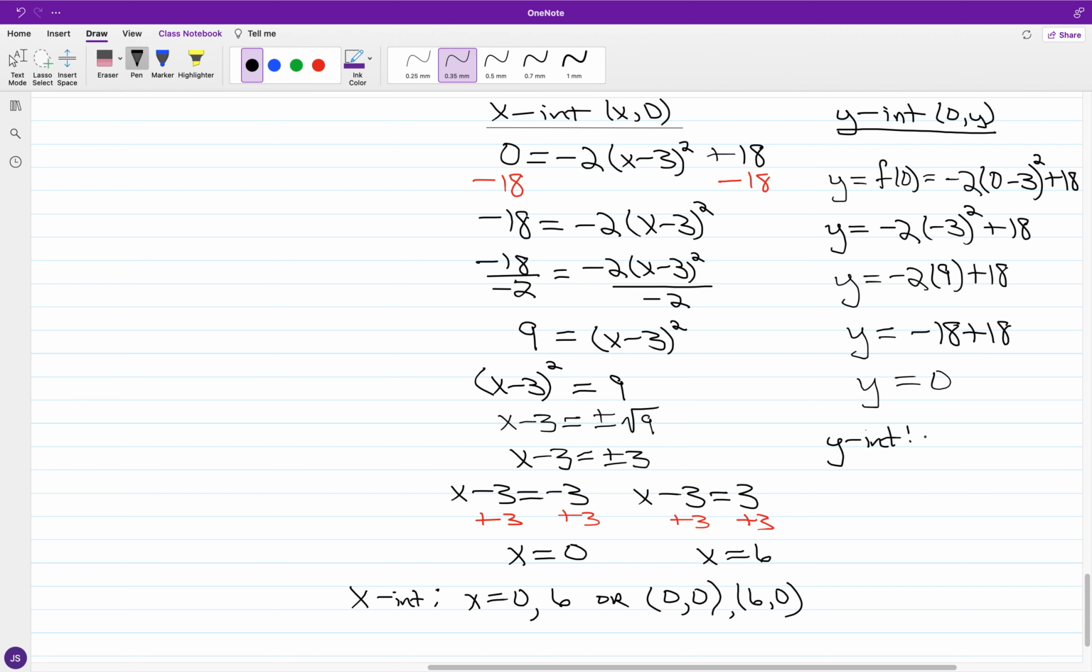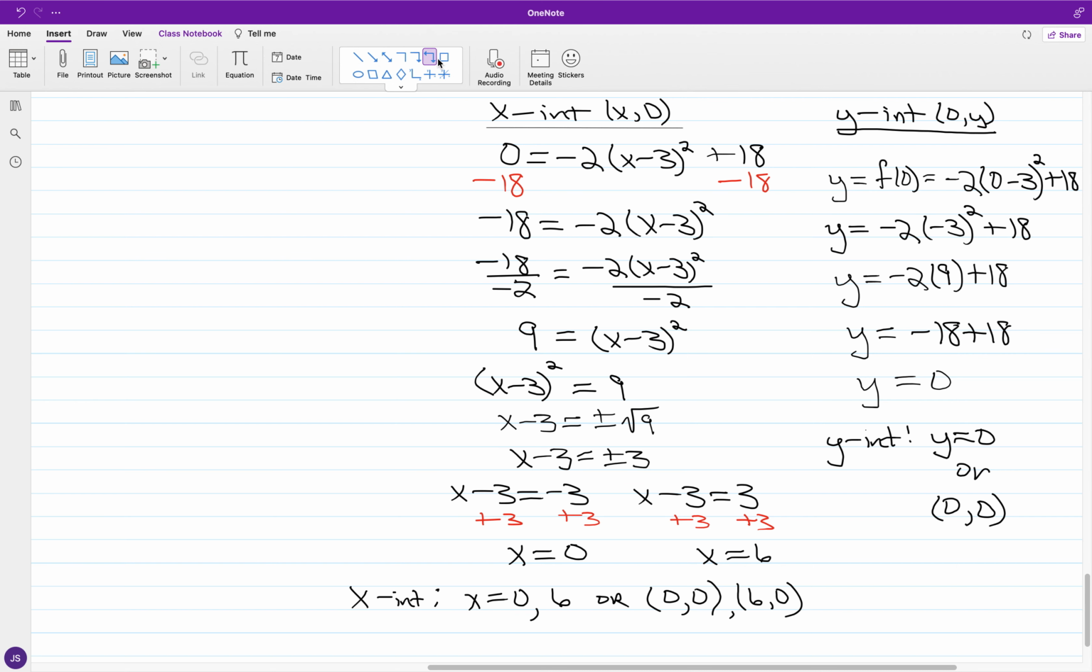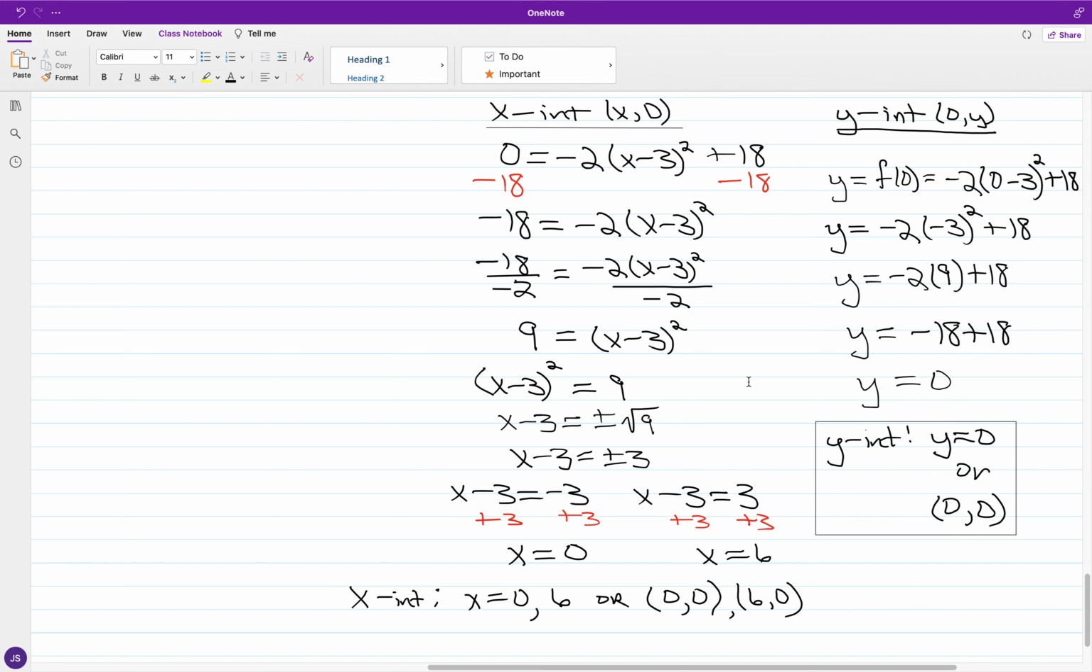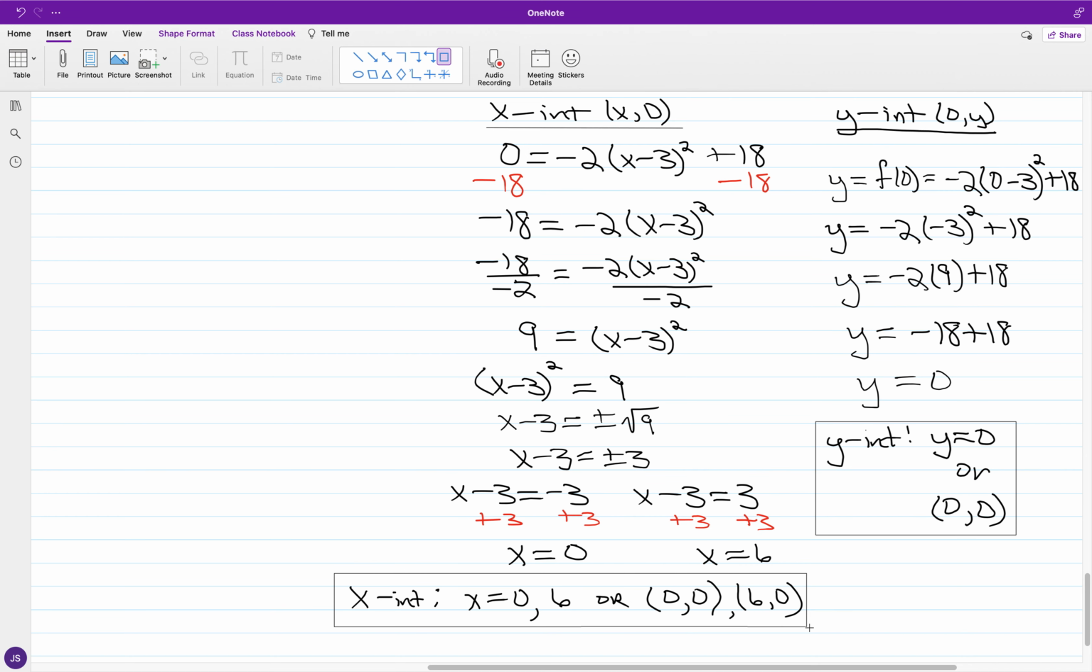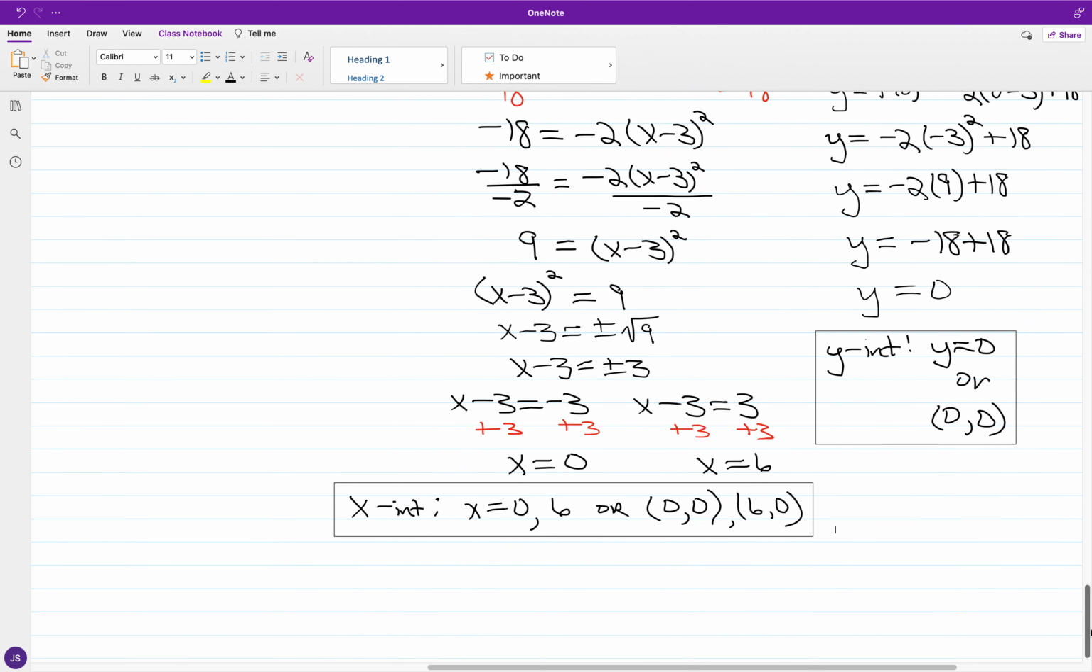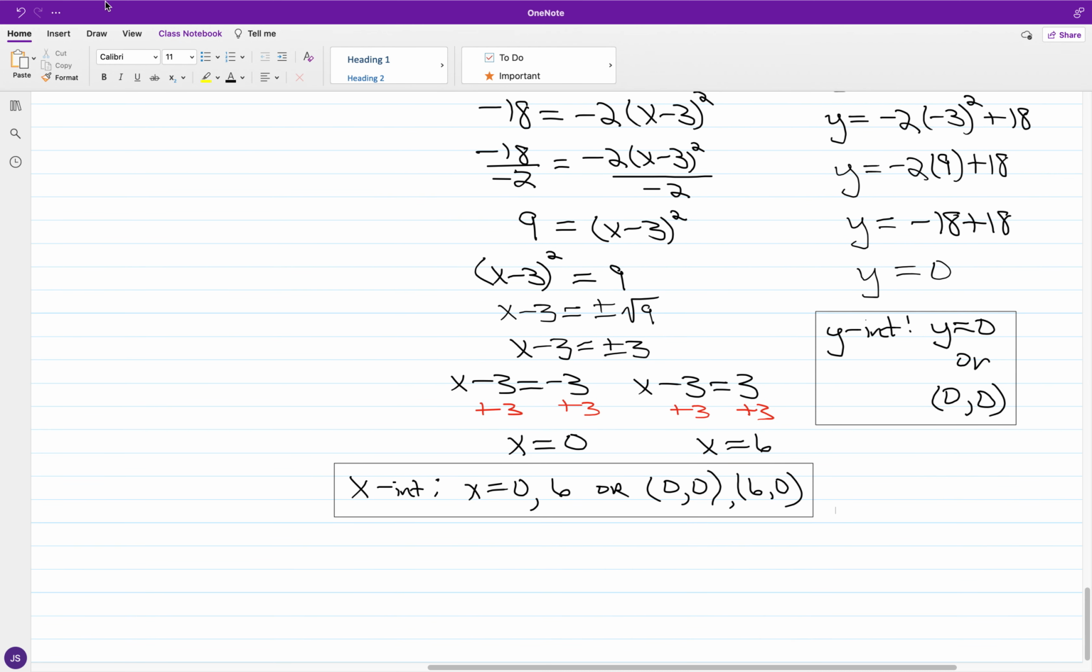And for the y-intercept, so you have y is equal to 0, or once again we're going to have the origin, and the origin has the distinction of being that point, the only point that can be, in the real number system, an x-intercept as well as a y-intercept at the same time.